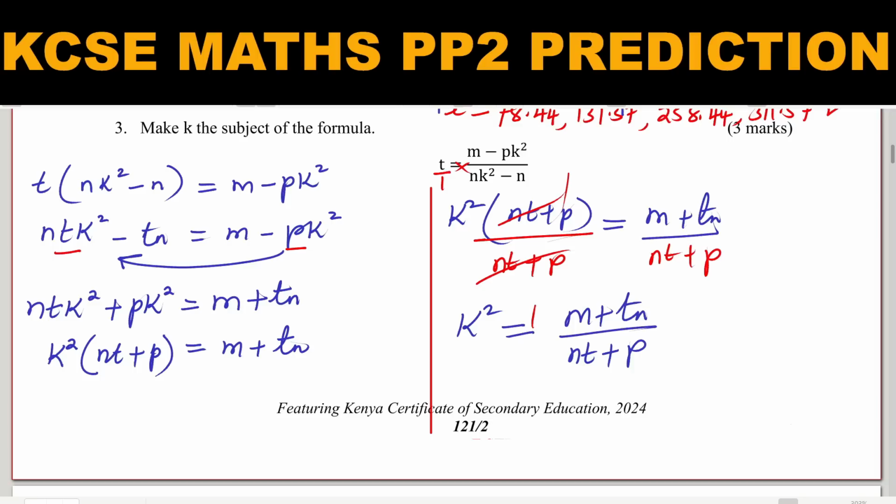You want k, not k squared, so what do you do? To remain with k, given k squared, you get the square root of k squared, you get k, and the other side, you get the square root, you'll get positive or negative of m plus tn divided by nt plus p. So that is what you do. To get k, you simply get the square root of both sides. So now we've made k the subject.